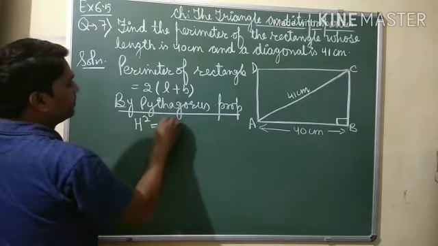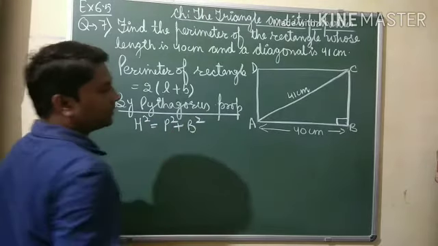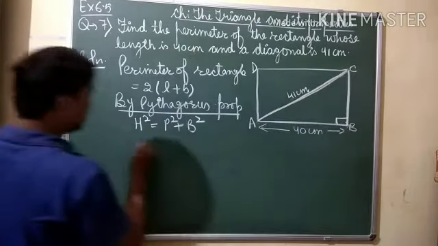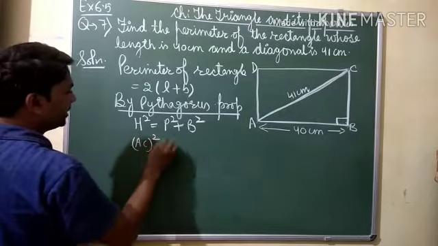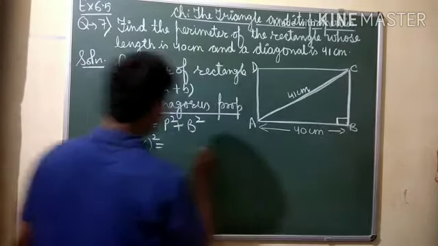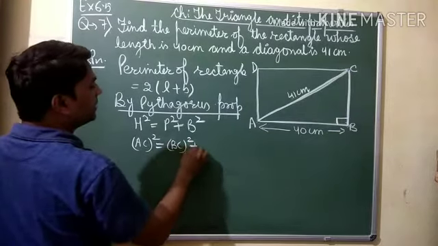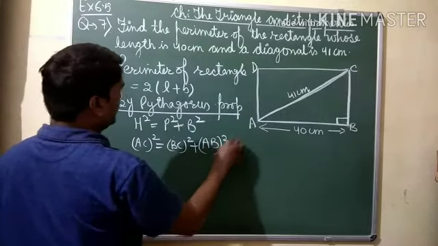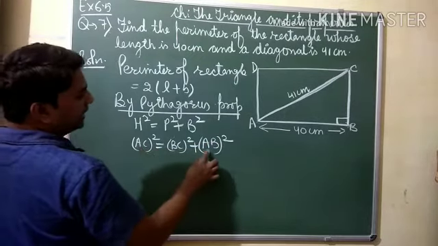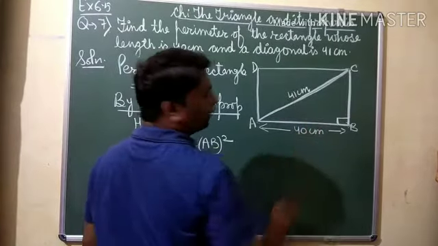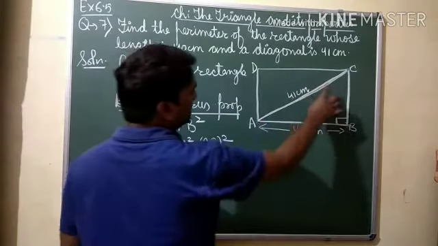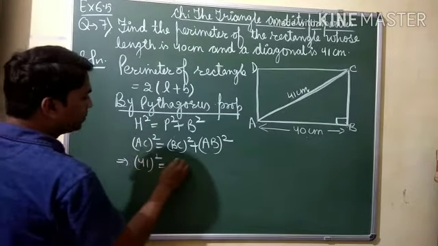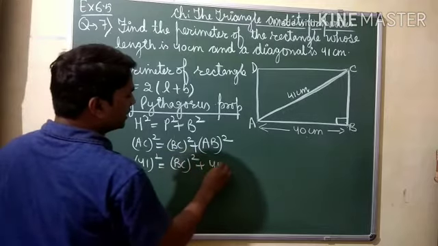So by Pythagoras property, H square is equal to P square plus B square, where H represents AC, so it becomes AC square. P represents BC, so it becomes BC square, and B represents AB, so it becomes AB square. Also length of AC and AB be 41 centimeter and 40 centimeter, so putting the value of AC and AB here we get 41 square equal to BC square plus 40 square.